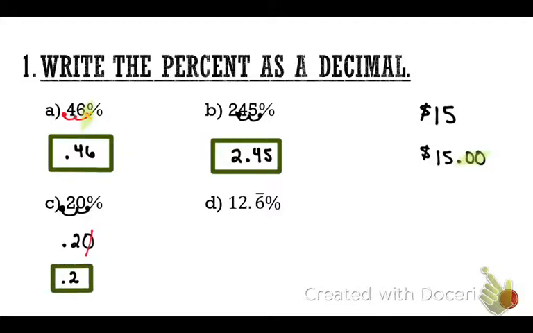Let's move on to the next one. It says 12.6%, and that 6 is repeating. Hey, Lynn, tell me what to do. Well, since the decimal's already there, then you would just move it 2 times to the left, so it would be 0.1926 repeating. Very good.